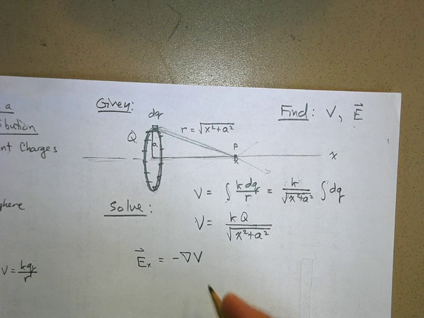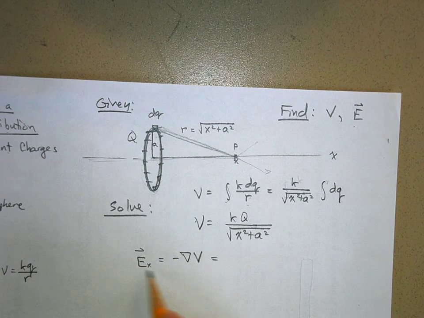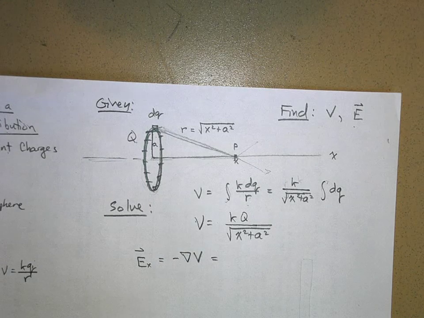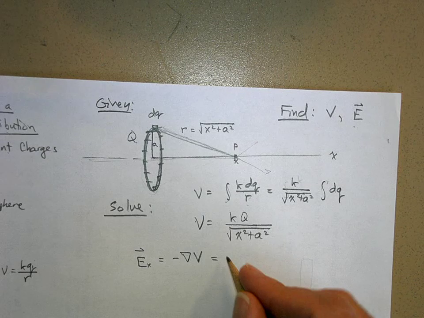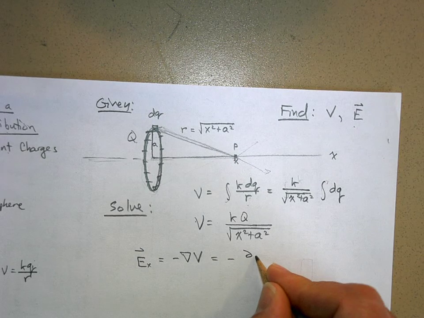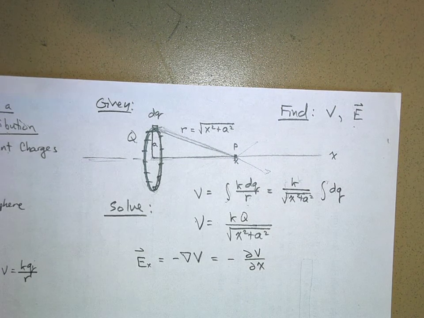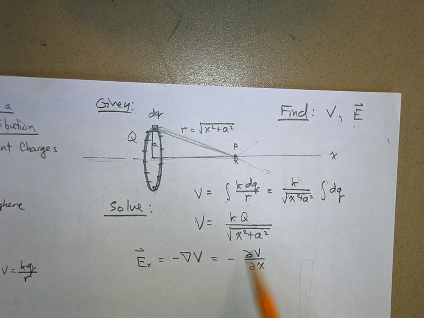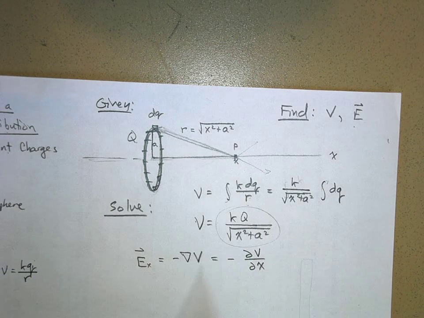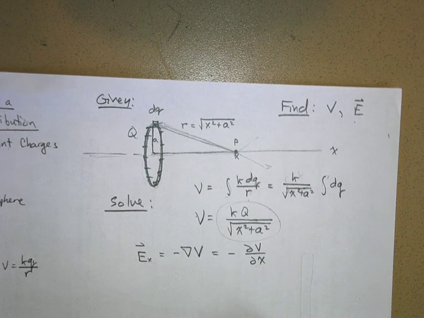But everything's going to be in terms of x. If I give you anything on a test in here, or if you see anything on the AP test, everything's going to be in terms of x. So what we're going to do is take negative partial v partial x. And so what we're going to do is take the derivative of this function with respect to x. Well, let's do that.